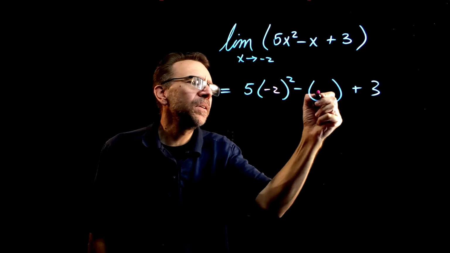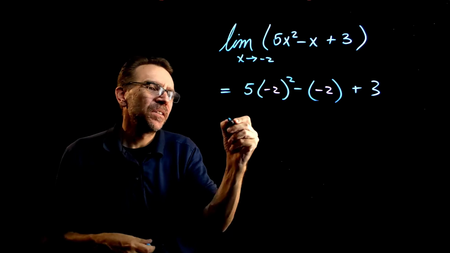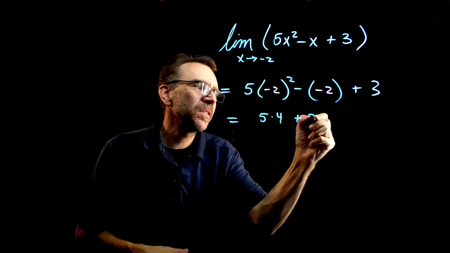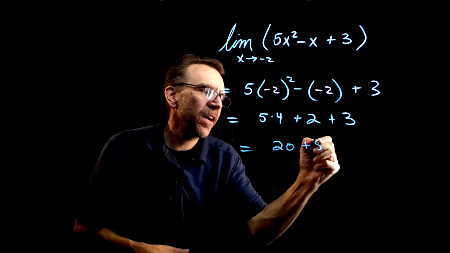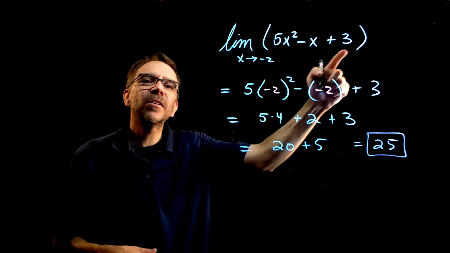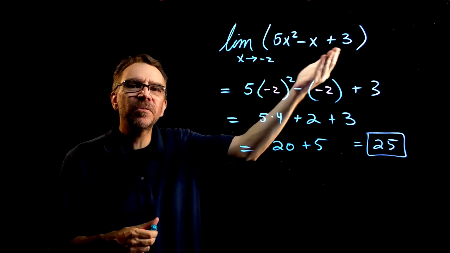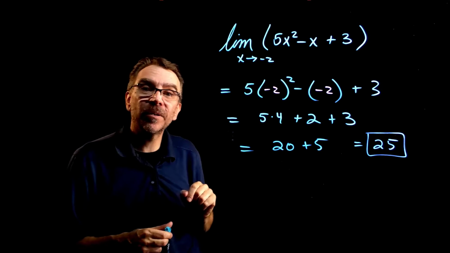Here we plug in -2, right? And just evaluate. So we have 5 times 4 plus 2 plus 3, or 20 plus 5 comes out to 25. All right, so for polynomials, when you're taking the limit, just do the direct substitution. Plug in the value to which you're tending, and you'll get the answer. Now let's try another one.